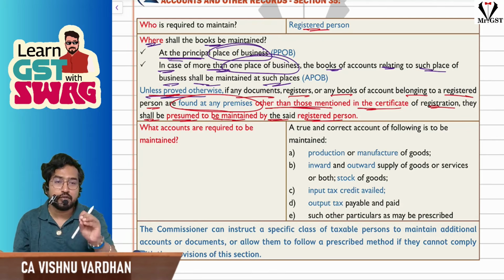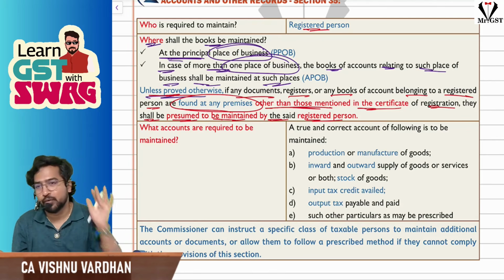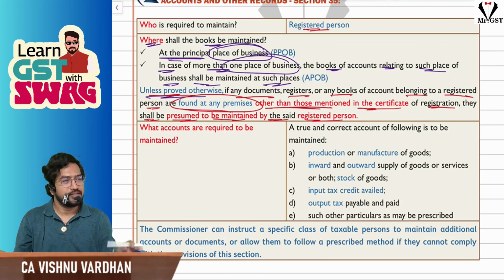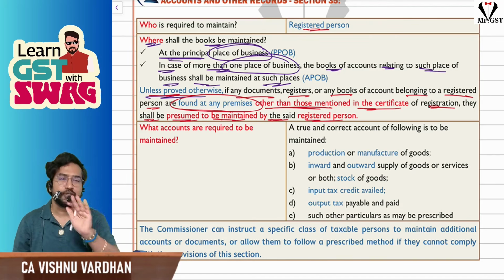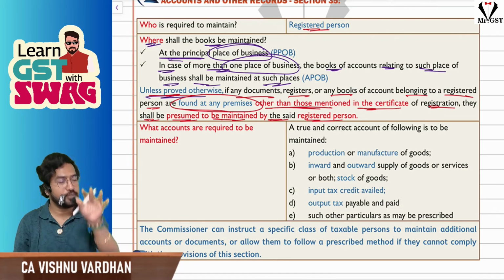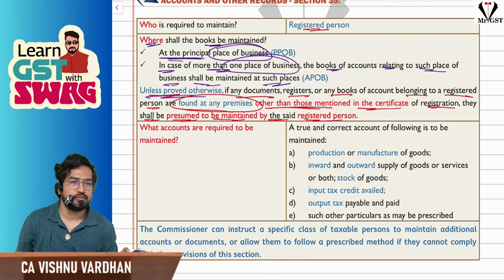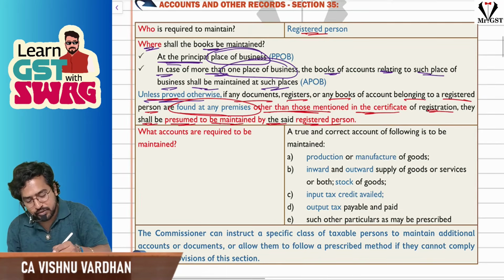Okay, if at all they are found at your house, in your bedroom, normally all sensitive documents will be there in the bedroom, somewhere in the locker, all these things. That you should not do. If you do that, it is generally presumed you are maintaining the books there only, unless otherwise proved.